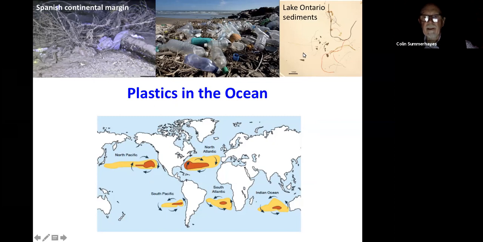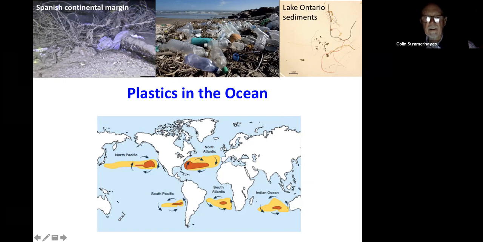So what does it comprise? Well, up at the top right, the scale bar there is 1 millimeter. So these are plastic fibers found in sediments from Lake Ontario. In the middle, there's the familiar picture that you often see of plastic bottles washed up on the seashore somewhere. And here, on the left, is the Spanish continental margin, 1,000 meters deep. And all of that wiry looking stuff is actually huge fishing nets that have been discarded and are just lying around on the bottom to become incorporated into sediment.